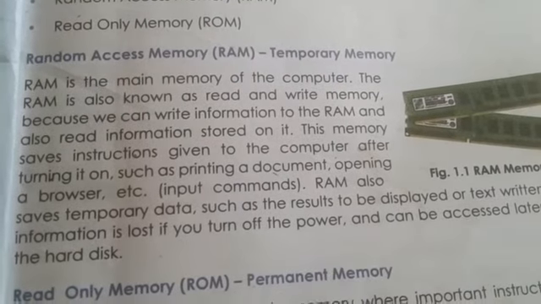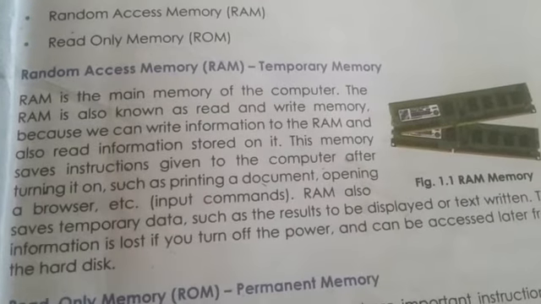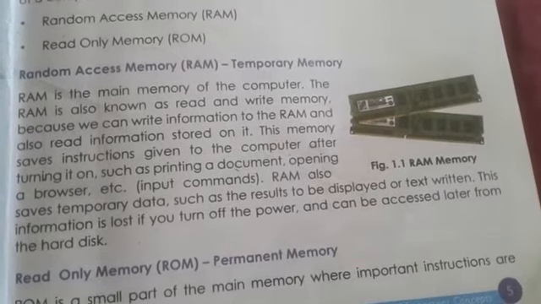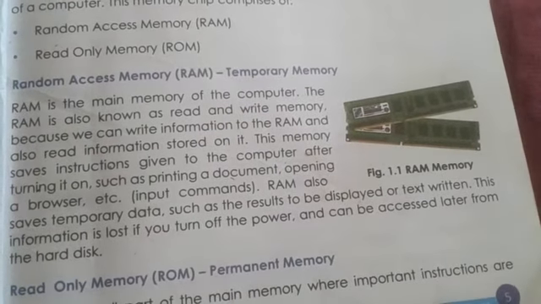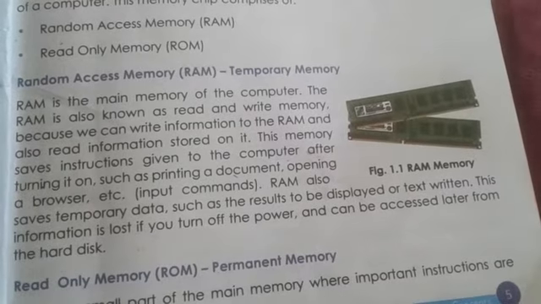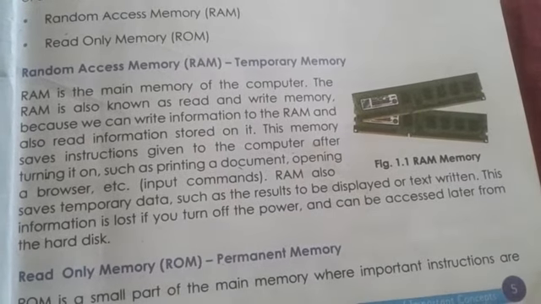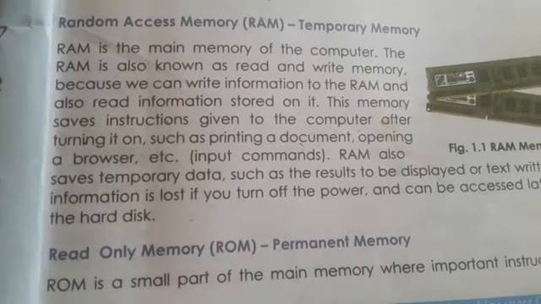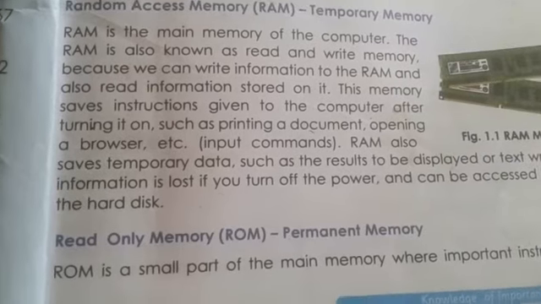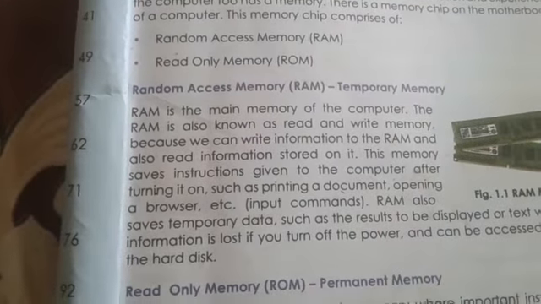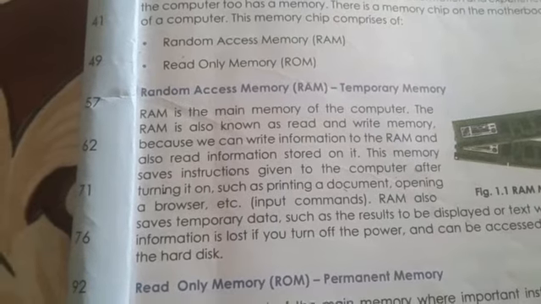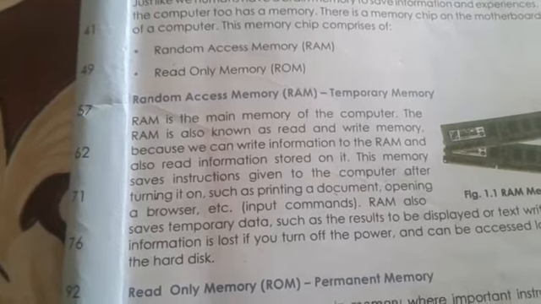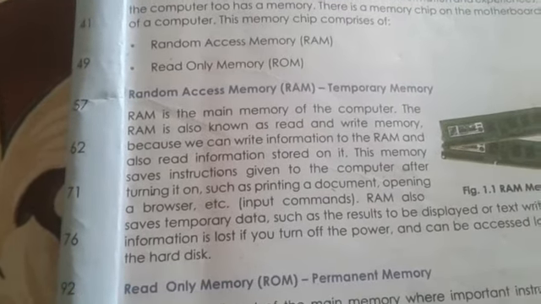RAM also saves temporary data such as the results to be displayed or text written. This information is lost if you turn off the power and can be accessed later from the hard disk. In RAM, you can temporarily store data, but if the power source is turned off and your computer is turned off, that data can be lost.